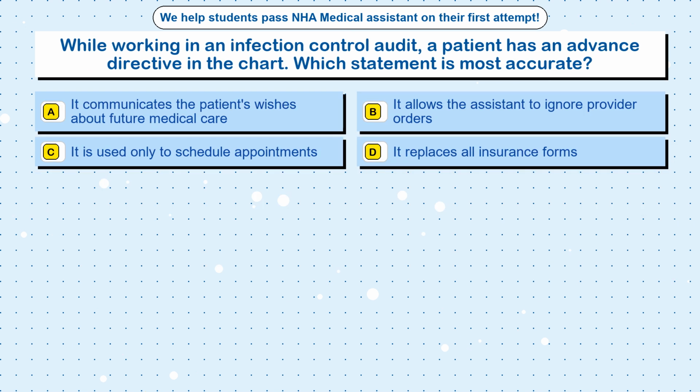Question 40. While working in an infection control audit, a patient has an advance directive in the chart. Which statement is most accurate? Option A. It communicates the patient's wishes about future medical care. Option B. It allows the assistant to ignore provider orders. Option C. It is used only to schedule appointments. Option D. It replaces all insurance forms.